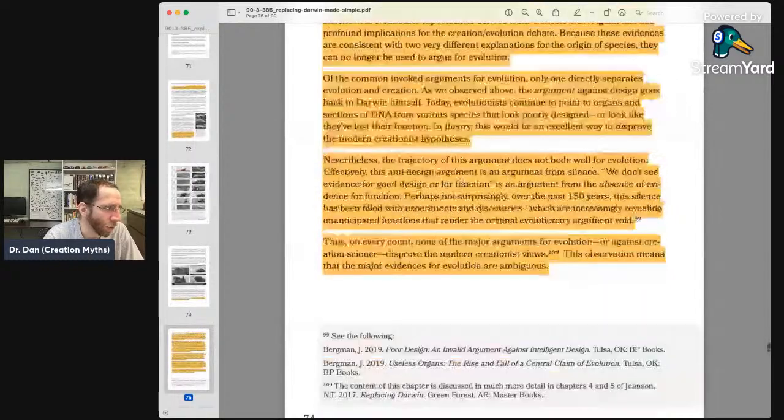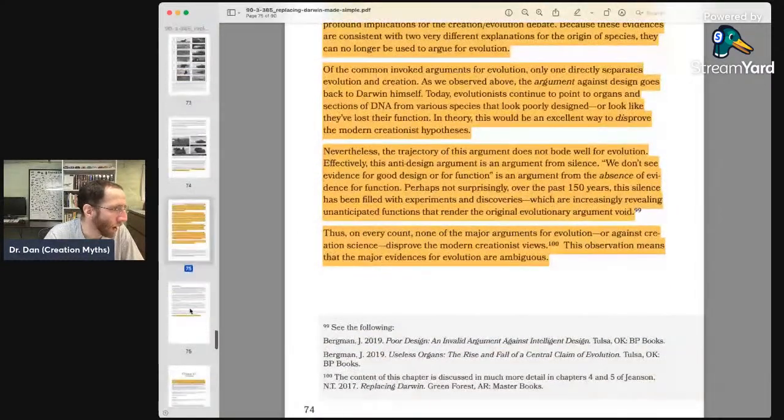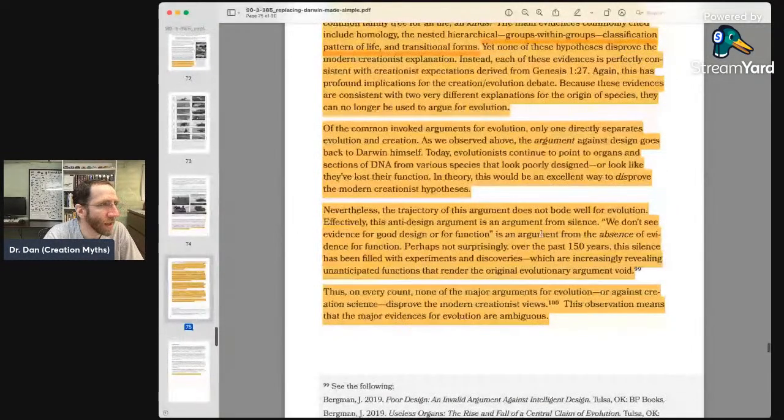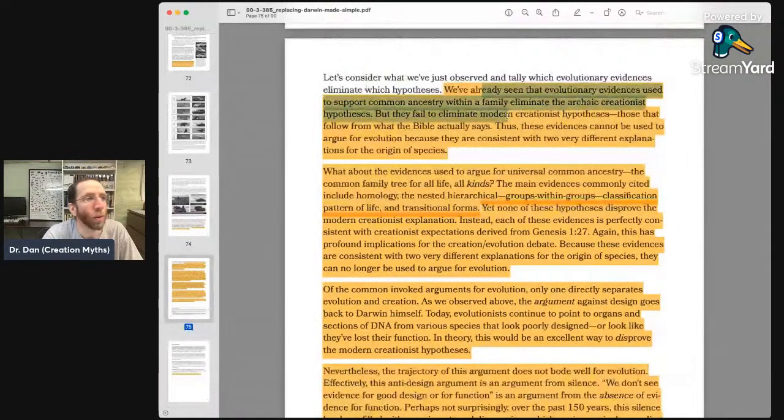Okay. Why did I highlight this whole page? What is wrong with me? What did I do here? I don't know, but we're going to find out. We've already seen the evolutionary evidence. You support common ancestry. Oh, so he's saying the evidence is ambiguous. It could go either way, right? Evidences cannot be used, right? But they failed to eliminate the modern creationist hypothesis.